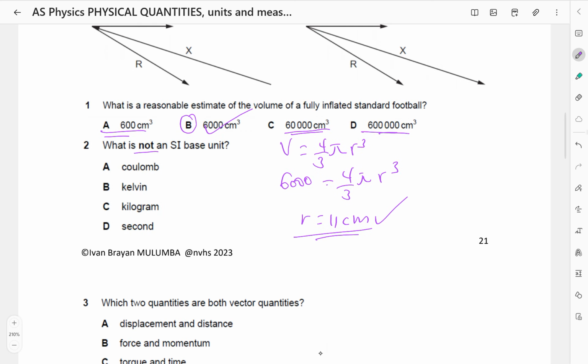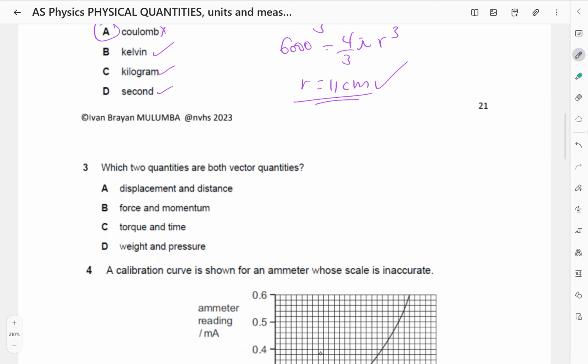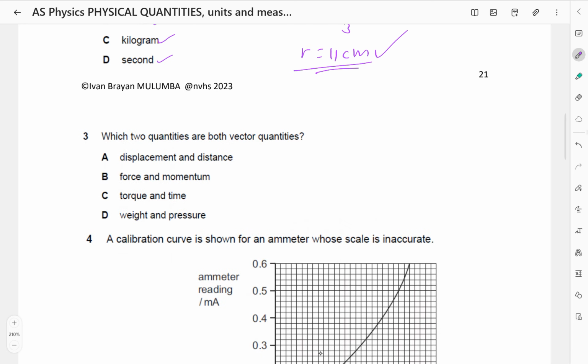What is not an SI base unit? The column is not an SI base unit. Kilogram is SI, Kelvin is SI, seconds is SI. So the answer is going to be A. Which two quantities are both vector quantities? This one is scalar, force is vector, momentum is vector. The answer is B.